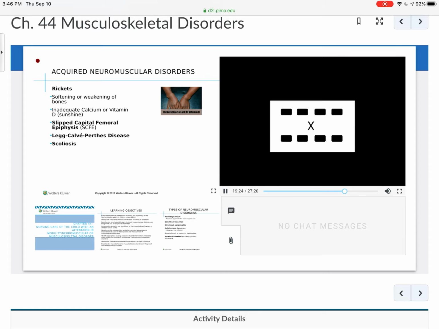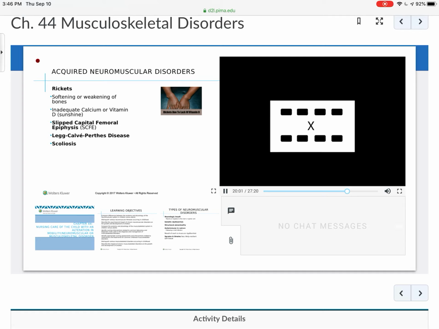Some acquired disorders. So acquired disorders usually result from nutritional deficits. So rickets is one of the big ones that we think about. It's a lack of calcium, vitamin D, so not enough sunshine, and they'll have the bowed legs, or just their bones are softer, so you'll be able to see protruding bones, things like that. That's in the picture. Management is always to get them to the highest level of care and to increase their vitamin D.